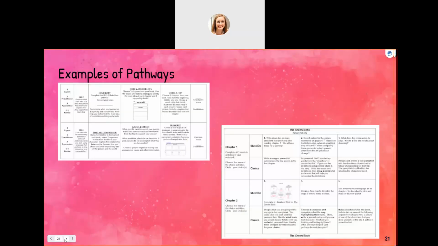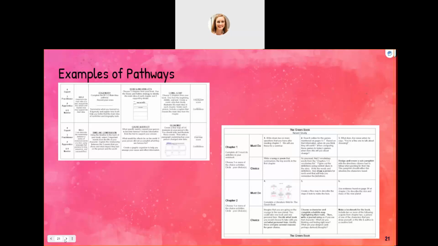So here are examples of pathways. And in a pathway, a student has more choice because they're given a couple of activities, or 3 to 4 activities, and they choose the one that they're going to do, or they choose 2. It's up to the teacher to make those decisions. So the students are completing the activities based on data and level of mastery as well.